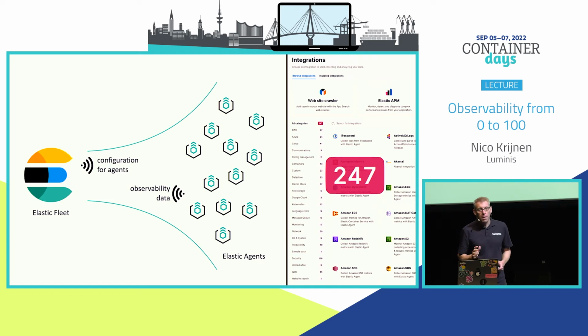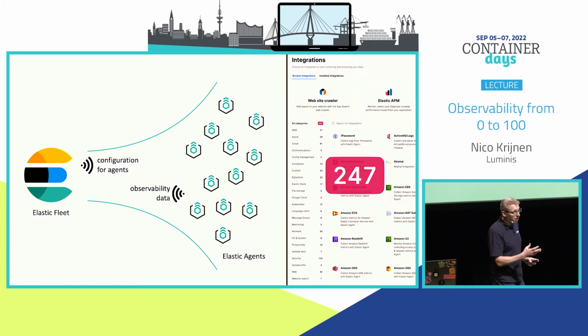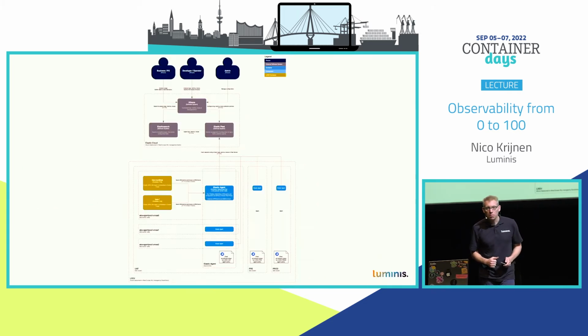So a big benefit here is you get a lot of integrations out of the box. There are a lot of tools that the Elastic team have already figured out how to collect metrics from. So you can just say, oh, I have a MySQL or a MongoDB, and I want to get the metrics out of that. You just enable the integration, add the configuration, and push it out to the agents, and they will collect all that data. We'll get back to those integrations a little bit more later.